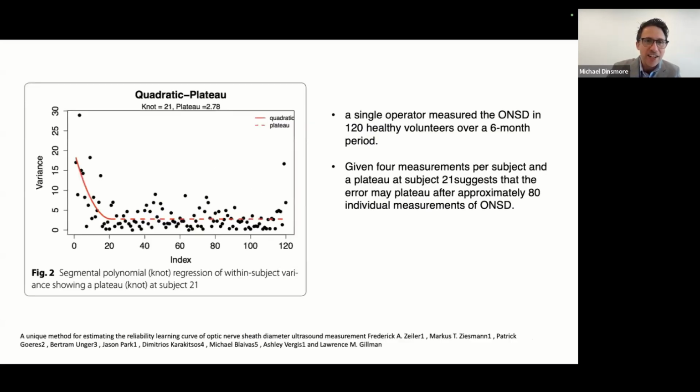So I do like to highlight the second paper. This was a single operator that measured the optic nerve sheath diameter in just 120 healthy volunteers over the course of a 6-month period. As you can see here, they did modeling, and at around 21 patients, the user reached a plateau where there was very little variance. Because they measured 4 times on each patient and took about 20 patients, they suggested about 80 individual scans before you become very proficient at this, which I would agree with. It's about in that ballpark.